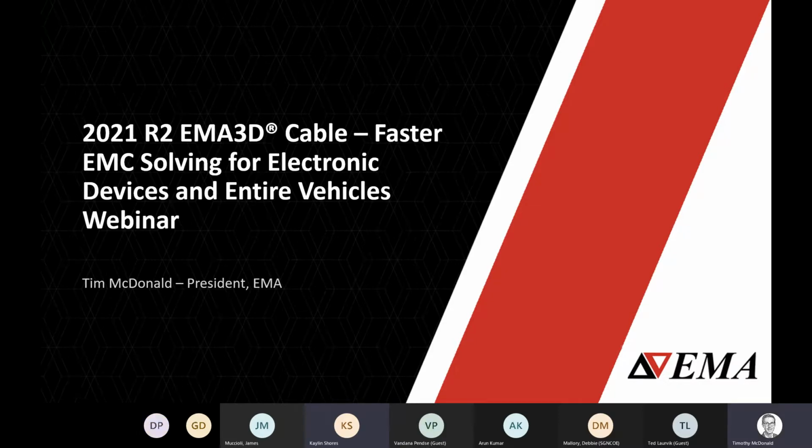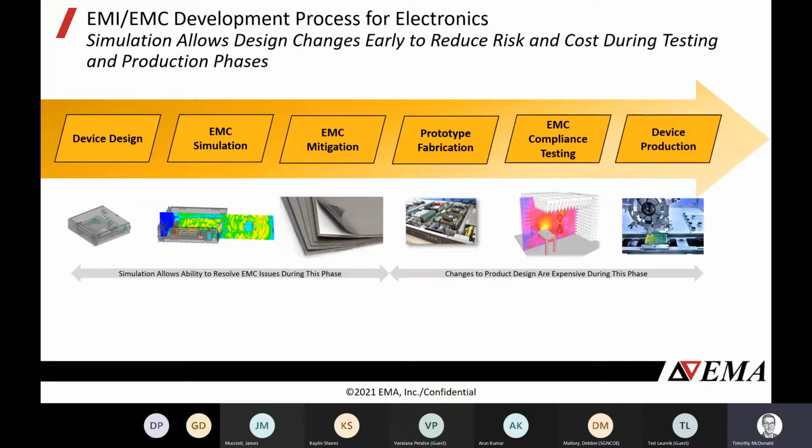Thank you very much, Kaylin. So today we're going to talk about advances in EMA3D Cable for EMC design for both devices and vehicles. So let's talk about what the EMC design process life cycle looks like. So we start with the actual design of the electronics unit itself. Generally, these days, that's very quickly followed by an electromagnetic simulation step to assess the performance of the device.